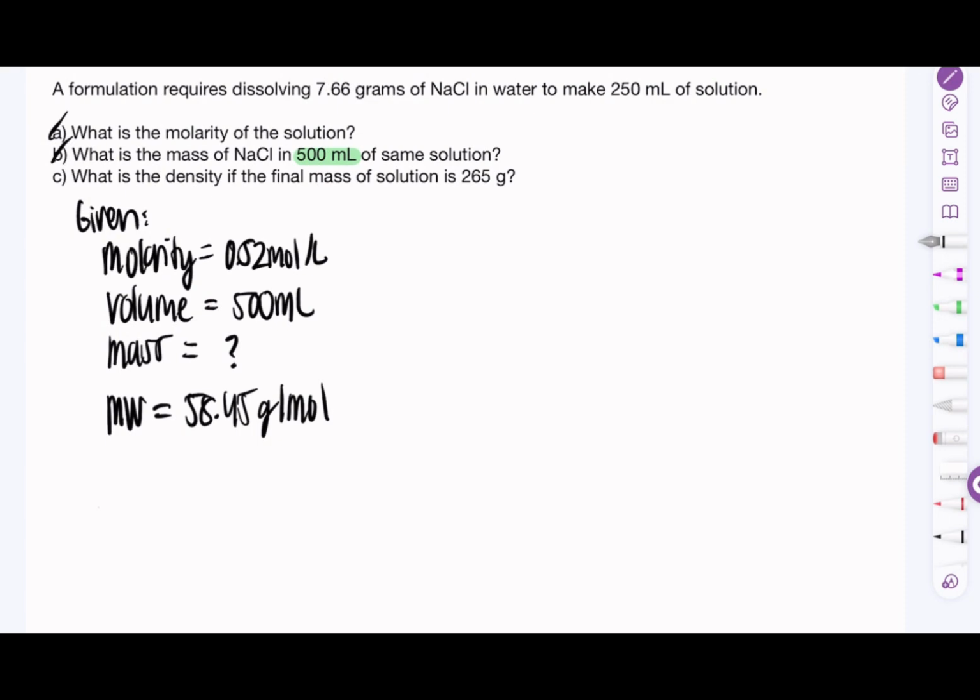But how can we solve for the mole if we don't have the mass? That's right, we derive. With what formula? Is it the mole formula or the molarity formula? We can't use the mole formula because, first things first, we don't have the mass, and also we don't have the mole, so no. So let's use the molarity formula. Molarity is equal to mole over liter. So mole is the only one missing, and we can derive it. Mole will be equal to molarity times liters.